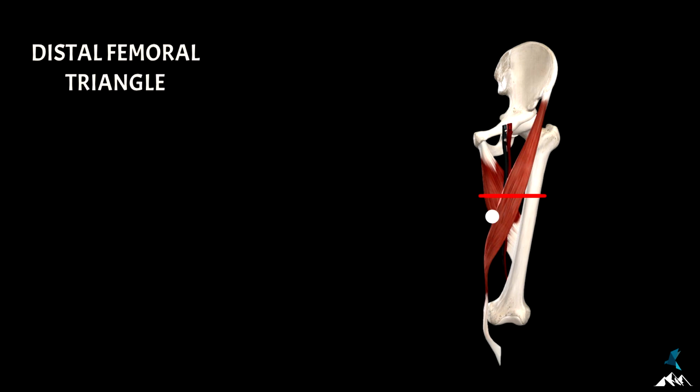So if you see the subsartorial plane, we can basically divide it into the distal femoral triangle and the adductor canal part. The adductor canal can be further subdivided into proximal, mid and distal parts. If you see the distal femoral triangle, it is 1 to 2 cm proximal to the apex of the femoral triangle. So what contents can you see here?